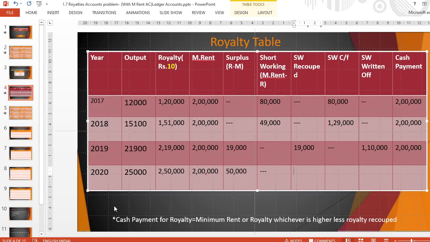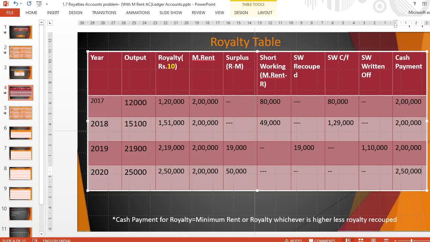Then see the last year. Here there is a surplus of 15,000 but there is no short working. As there is no short working, no need to recoup anything, no need to carry forward the balance, and no need to write off any balances. For the final amount, it's royalty or minimum rent, whichever is higher. So here the higher amount is 2,50,000 minus recoupment. Recoupment is 0. 2,50,000 minus 0. So here the lessee has to pay 2,50,000.